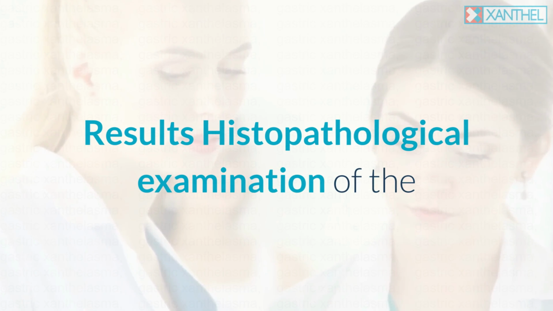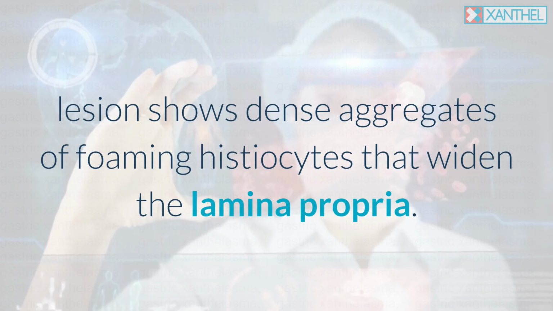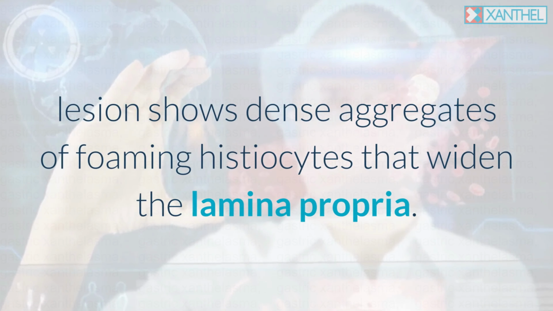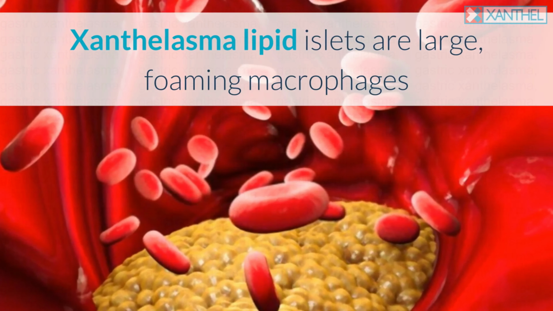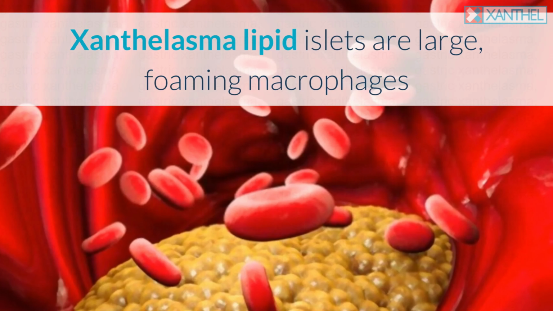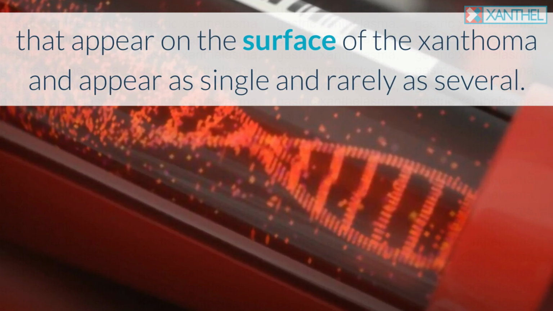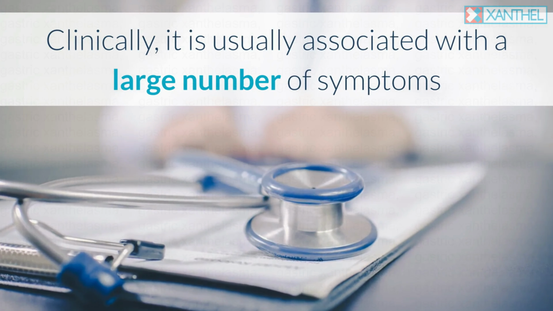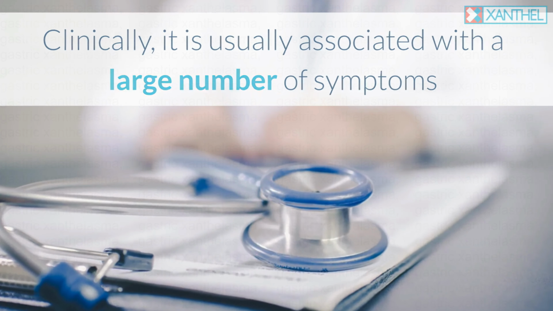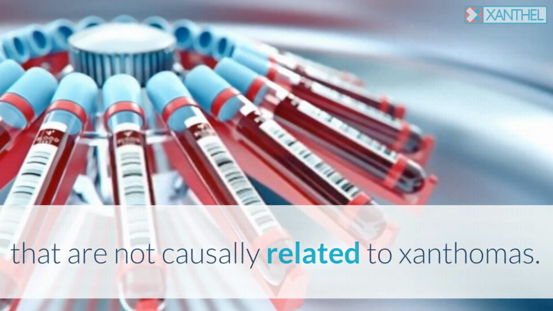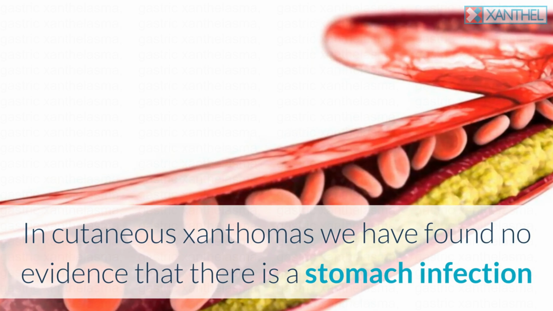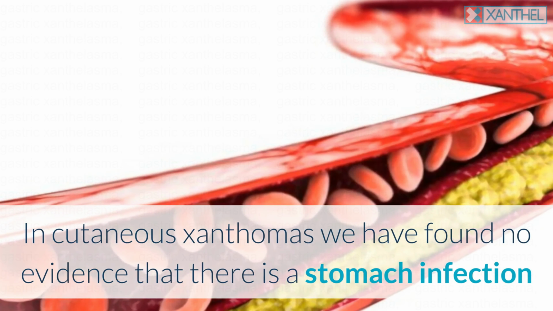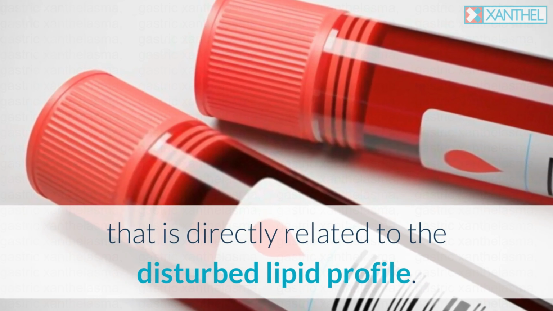Results: histopathological examination of the lesion shows dense aggregates of foaming histiocytes that widen the lamina propria. Xanthelasma lipid islets are large, foaming macrophages that appear on the surface of the xanthoma and appear as single and rarely as several. Clinically, it is usually associated with a large number of symptoms that are not causally related to xanthomas. In cutaneous xanthomas we have found no evidence that there is a stomach infection that is directly related to the disturbed lipid profile.